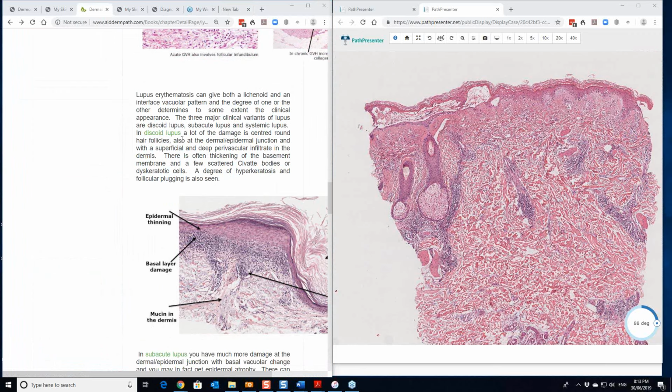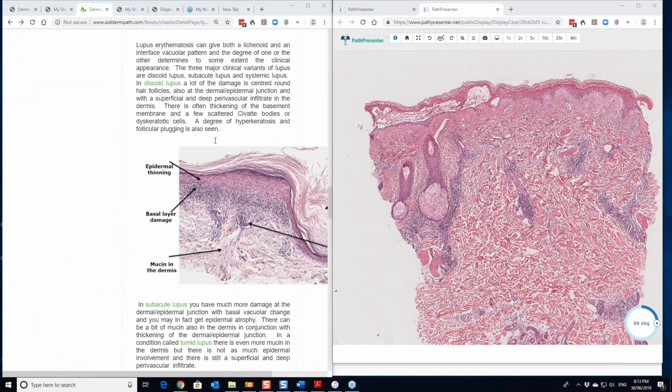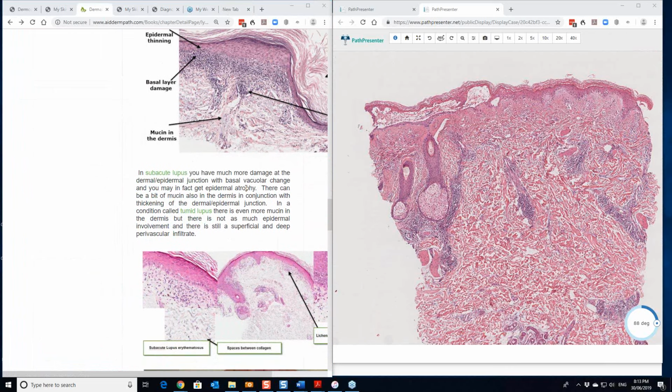In discoid lupus, the damage is usually around the follicles and damage to the basal layer melanocytes as well, giving some of the hypopigmentation afterwards that you see. And also you've got follicular plugging. But subacute lupus is where you're going to have more of this basal vacuolar damage.